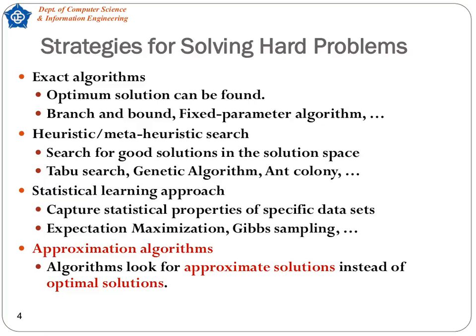Third, statistical learning approaches build models from data, capturing underlying patterns. Examples include expectation maximization and Gibbs sampling, which let us infer structure and make informed guesses. Finally, approximation algorithms, highlighted here in red, deliberately settle for near-optimal answers in polynomial time, striking a balance between quality and efficiency. Each of these strategies represents a trade-off between solution quality and computational cost. Choosing the right one depends on your problem size, available resources, and required precision.